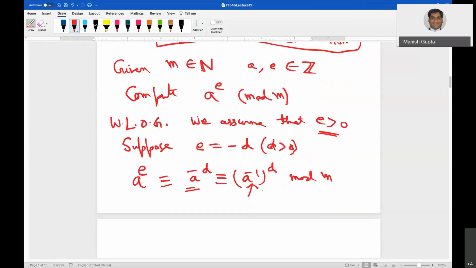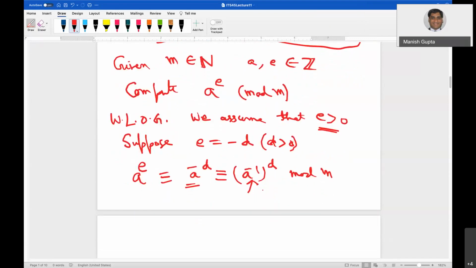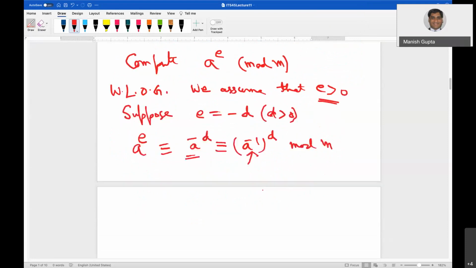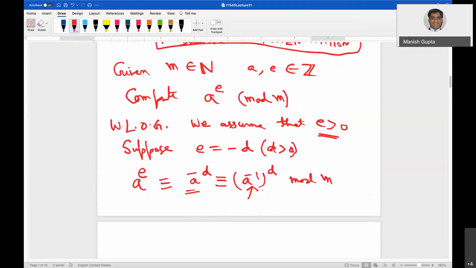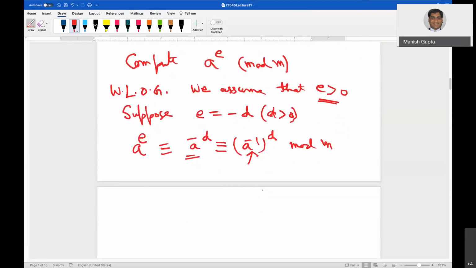Okay, so I want to compute this a raised to power e mod m, where e is positive. So now this method that I am going to describe is actually mentioned in Indian literature by Pingala, the person who gave all these things for Sanskrit grammar, you know. So actually, Sanskrit grammar was given by Panini. Pingala was also there at the same time. So he has given this trick actually, how to compute power fast.